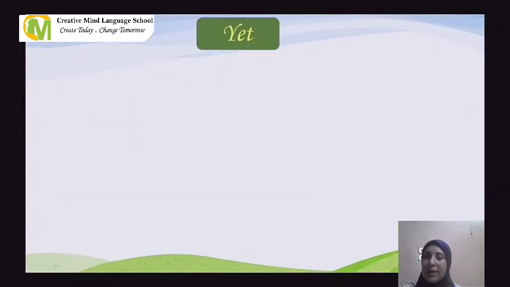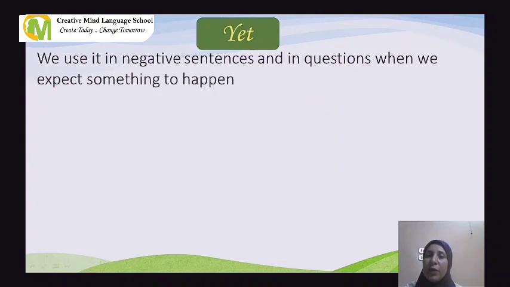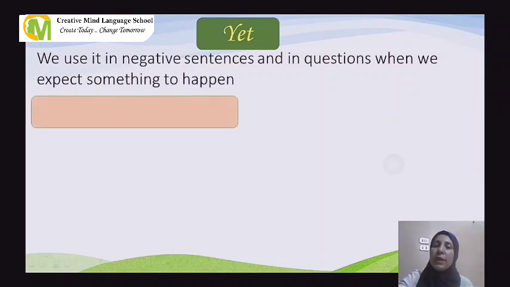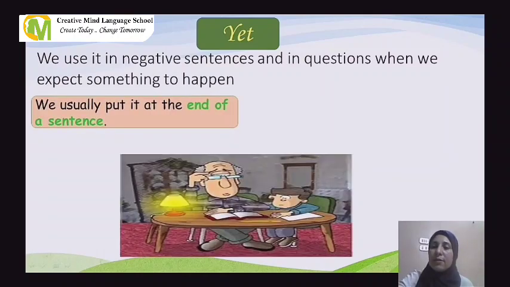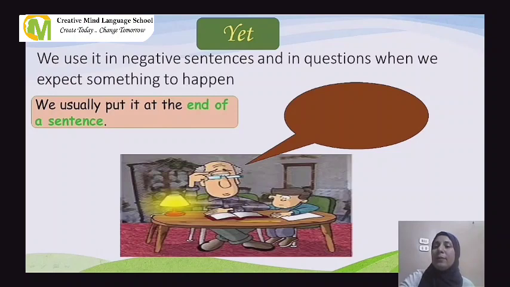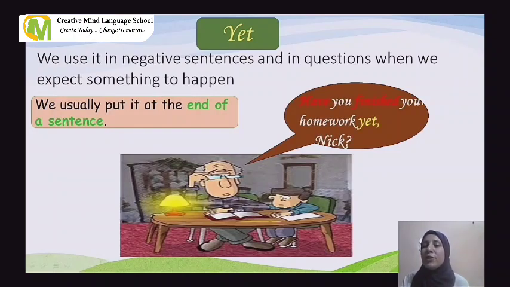Next keyword is yet. We use yet in negative sentence and in questions when we expect something to happen. And yet is the negative of just and already. We put yet at the end of the sentence. Example, have you finished your homework yet, Nick? If the grandpa expected his grandson that he has finished his homework, but he seems that he hasn't finished yet. See the example?